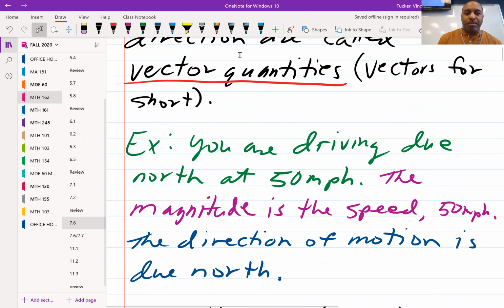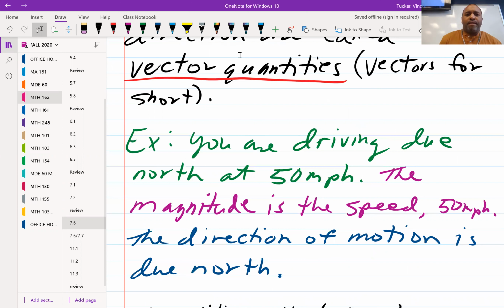So let's look at this example. You are driving, and this is just a real life application of a vector. You are driving due north at 50 miles per hour. So the magnitude is the speed, which is 50 miles per hour, and the direction of motion is due north. So that's what we're talking about, having direction and magnitude.